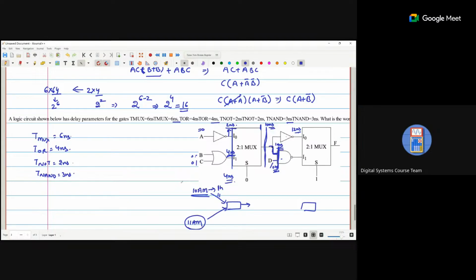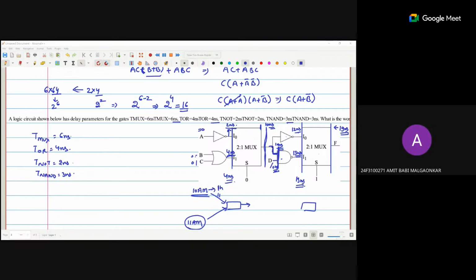After that, the NAND gate will take 3 nanoseconds, so it will reach here after 13 nanoseconds. Okay. Now one input is at 12 nanoseconds, the second is at 13 nanoseconds. Again, the mux will take 6 nanoseconds. So the output will take 6 nanoseconds, so it will be 19 nanoseconds. So the worst case delay is 19 nanoseconds.